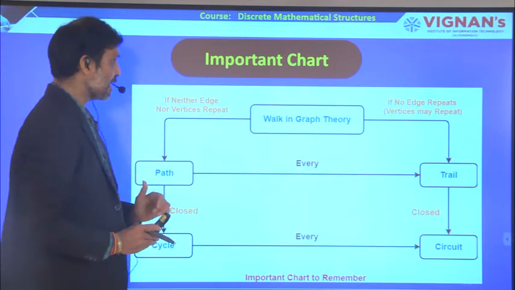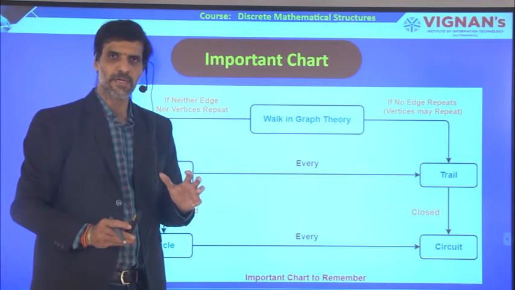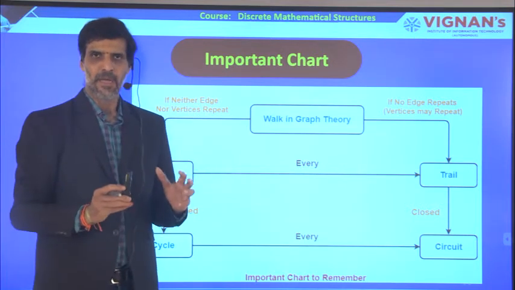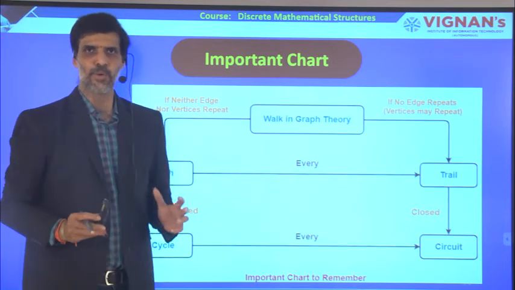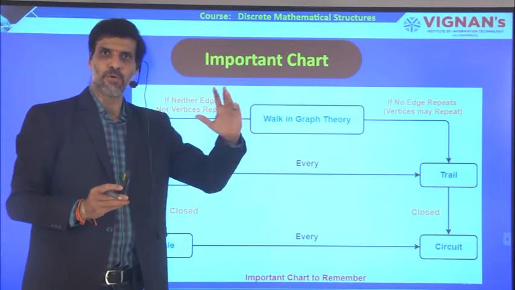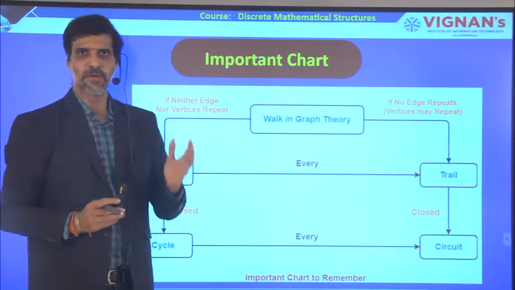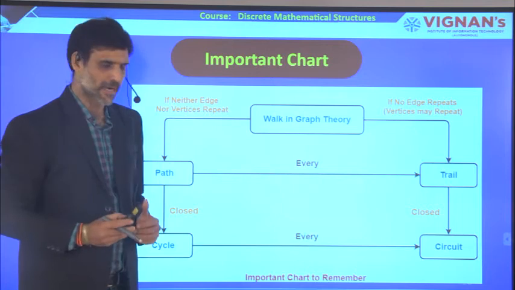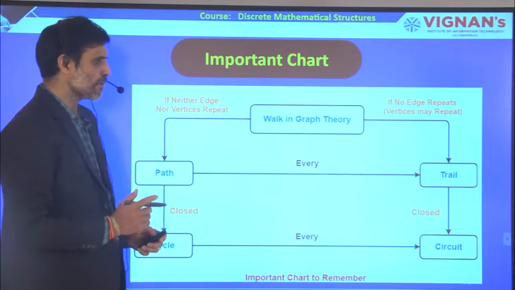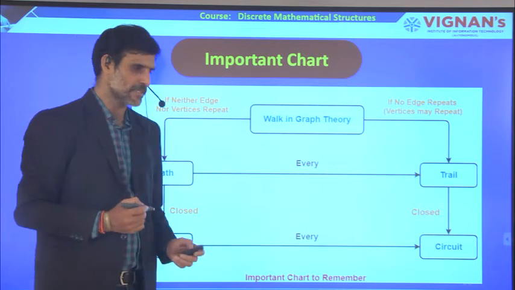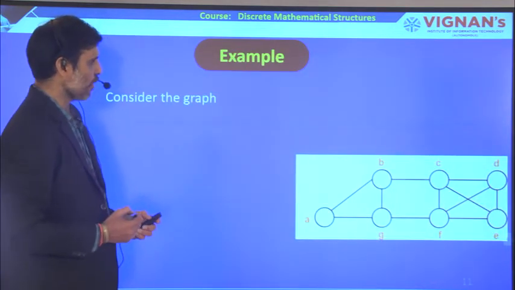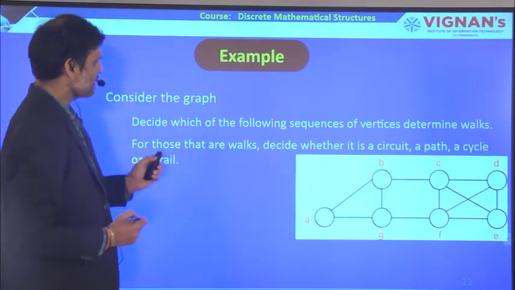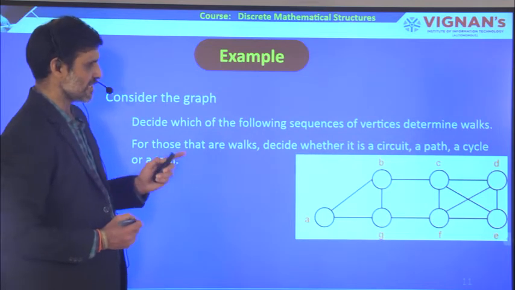Okay, so these are the important definitions in graph theory. Before we discuss two important topics, Hamiltonian graph and Euler graph, that is Euler path, Euler circuit, Euler graph, and similarly Hamiltonian path, Hamiltonian circuit and Hamiltonian graph, let me give you one example. This is a graph which is given. You just go through the example. Decide which of the following sequences of vertices determine the walks.